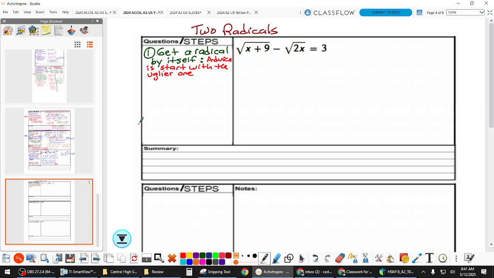So how do we get, I'm going to call the one with 2 terms the uglier one, how do we get it by itself? Square. Get it by itself.